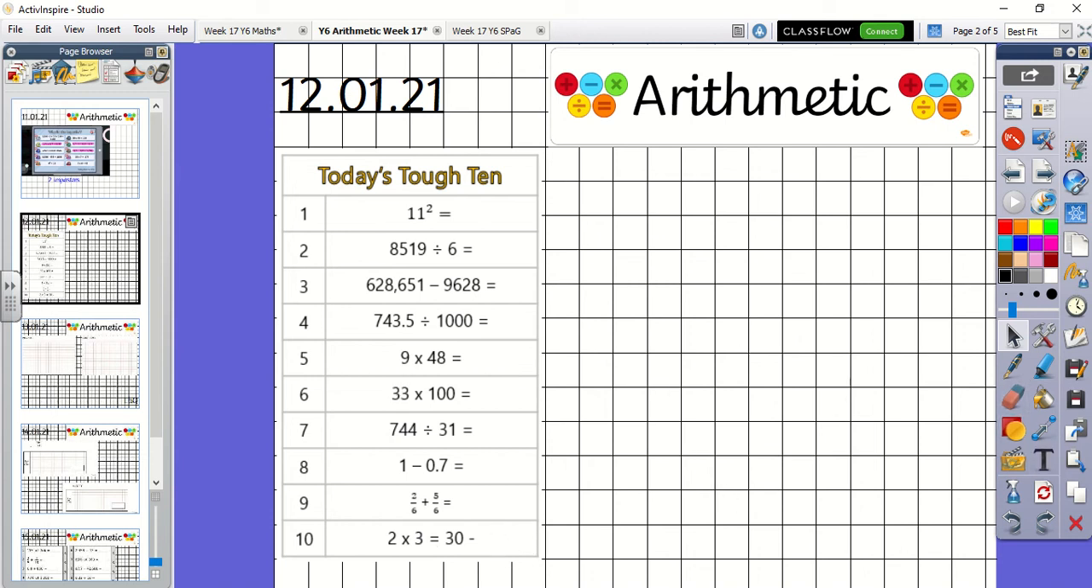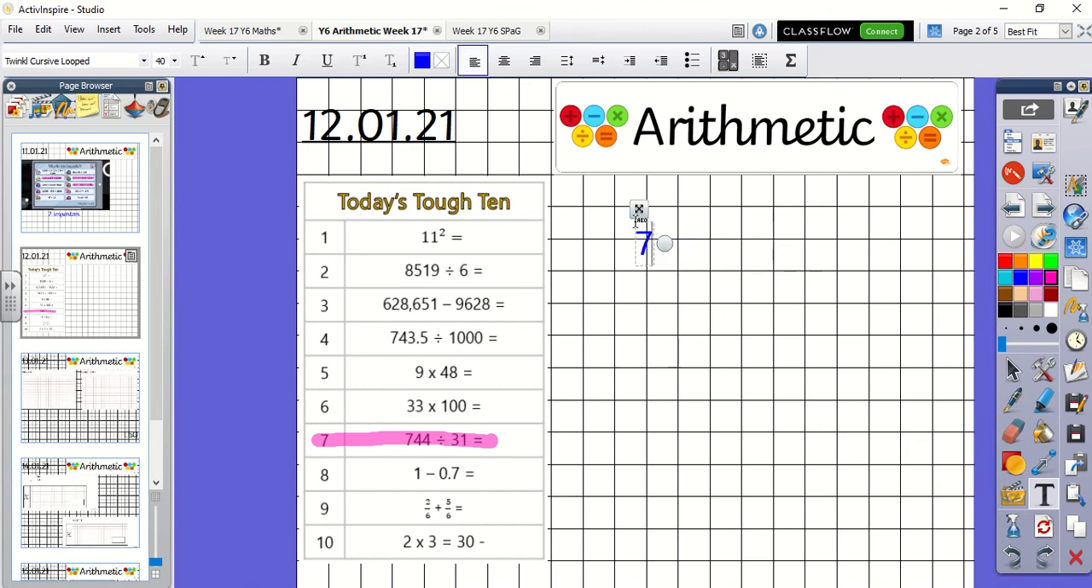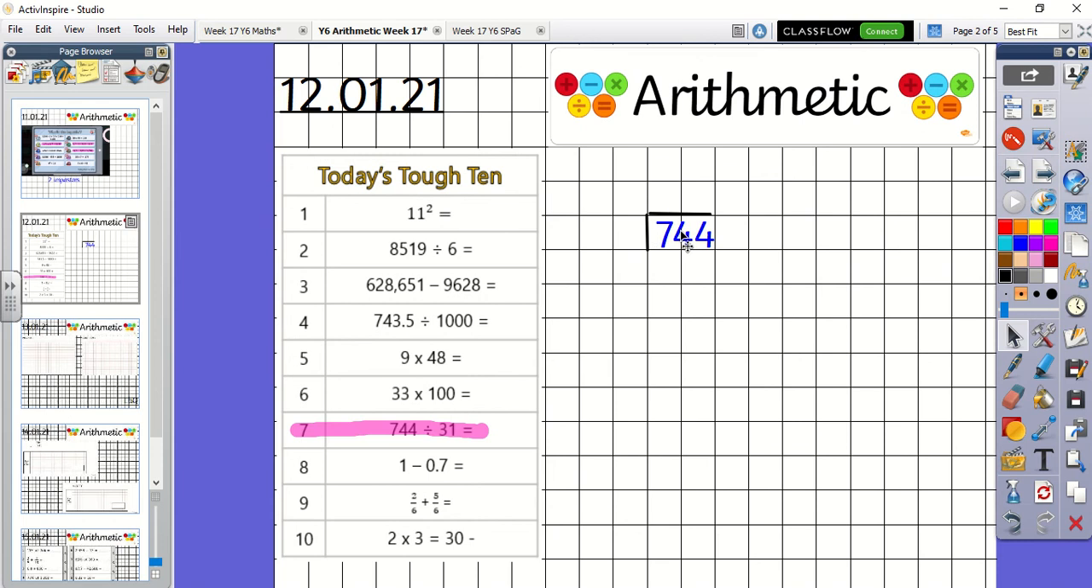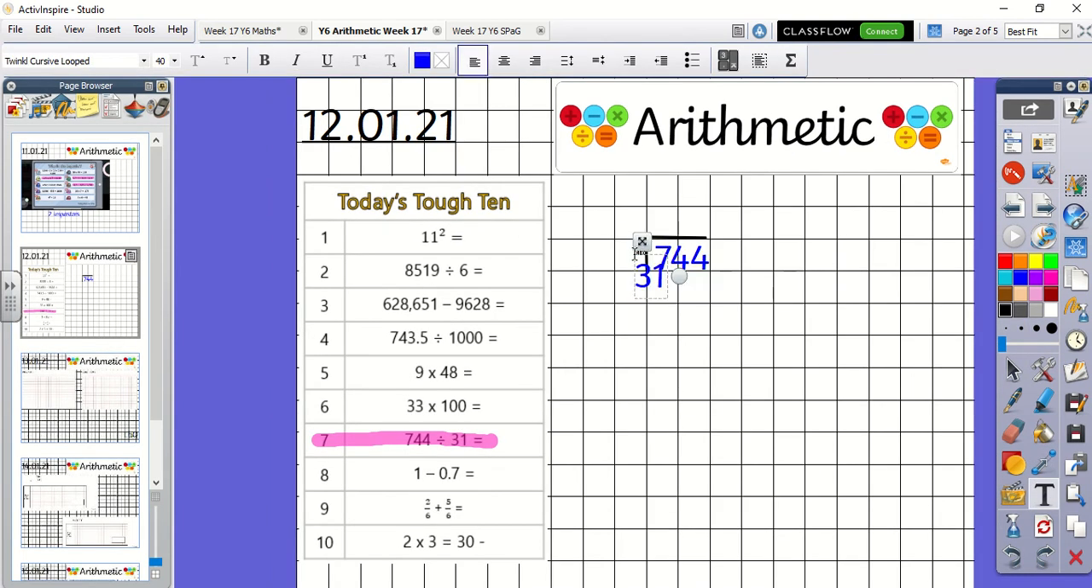So let's do number 7 together today, because I know that some of us found long division a little bit tricky. So my number that we are dividing is 744. So let's just draw my division. Oh dear, that's not very straight. There we go. I'm just going to move those numbers across a little bit. Okay then, so 744, and we are dividing by 31.